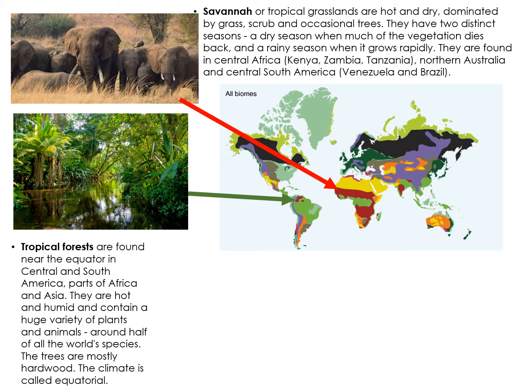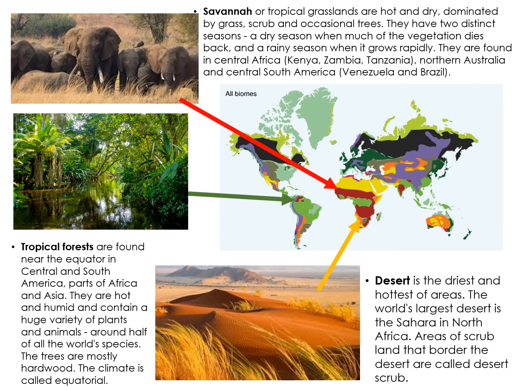Then as the climate gets even drier, you get your deserts, the driest and hottest of areas. The world's largest desert is the Sahara in North Africa, and then the areas of scrub land that border the desert are called desert scrub.